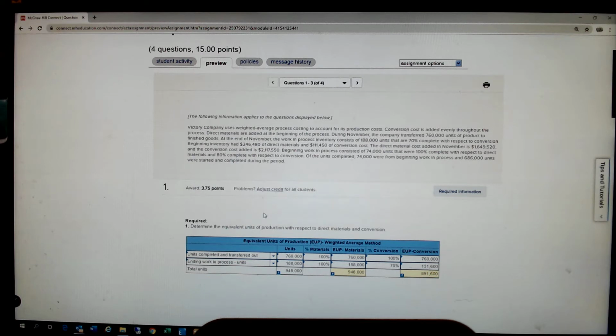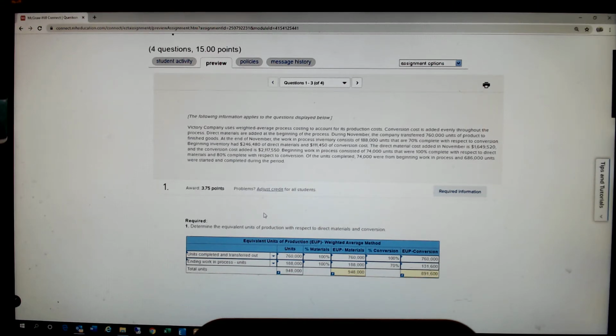Now that's all we do is weighted average. I think the appendix has a FIFO method. We're not going to do that. We're sticking with the weighted average. It says conversion costs are added evenly throughout the period, which is always the case in our class. If a particular unit is 60% of the way through the process, it's got 60% of its conversion costs.